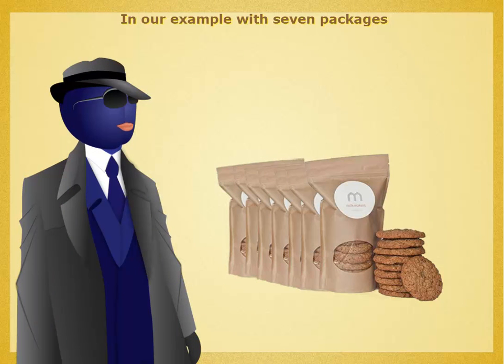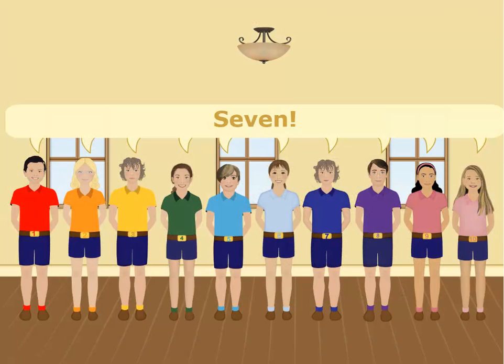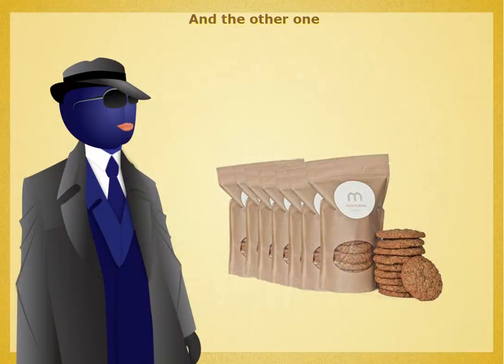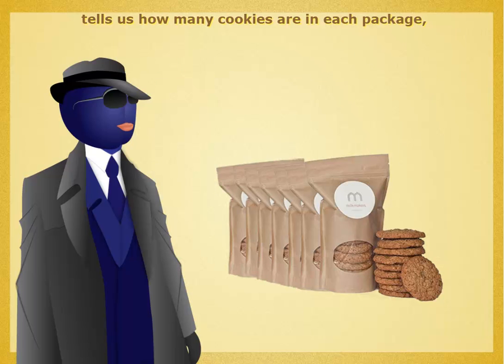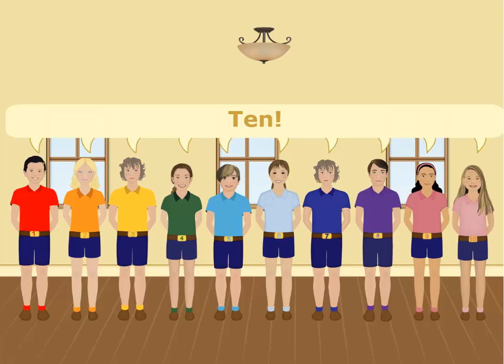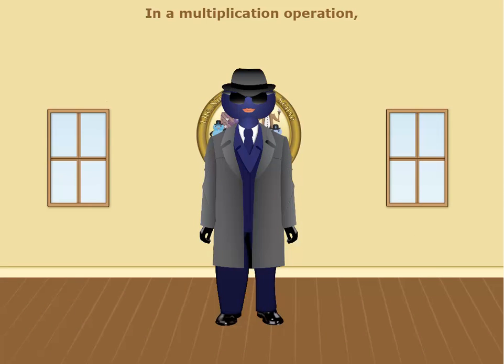In our example, with 7 packages of 10 cookies each, we have 2 numbers, one of which tells us how many packages there are. That would be 7. And the other one tells us how many cookies are in each package, which is 10. In a multiplication operation, these 2 numbers are both referred to as factors. But even though they share the same name, they each have a different role in the operation.